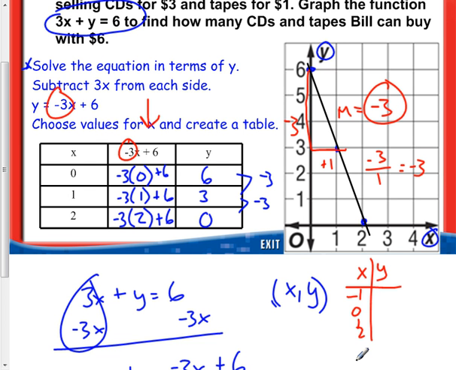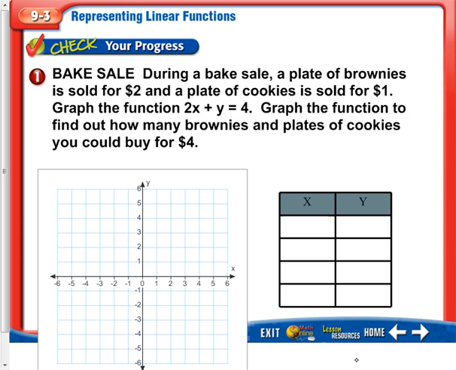If you have fractions included, use compatible numbers. Like if I had 1/2 x, I would want to use all even numbers because 1/2 times 2 is 1, 1/2 times 6 is 3, and so on. So you want to pick numbers that are going to work well.